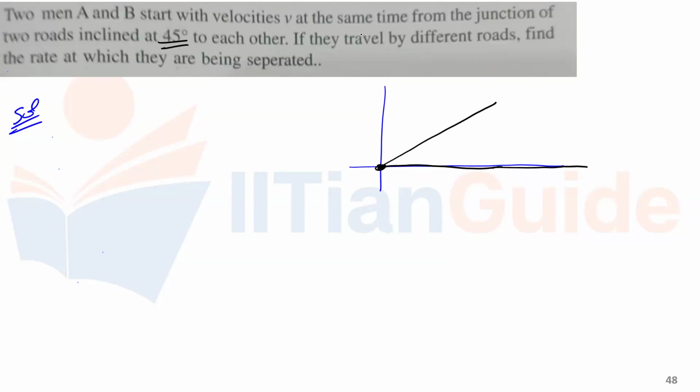So we need to find the rate at which their distance is being separated. After a certain time t, one person will reach here, another person will reach there. Person A reaches here at position A, person B reaches there at position B. So we need to find the distance between them. I am taking it to be s. We need to find the value of ds by dt. Is it clear or not? Tell me quickly.